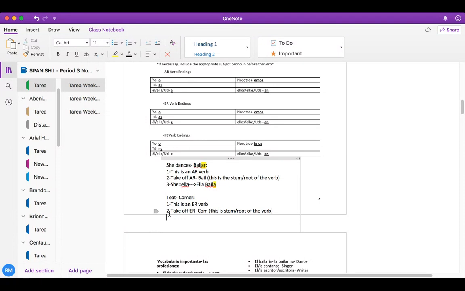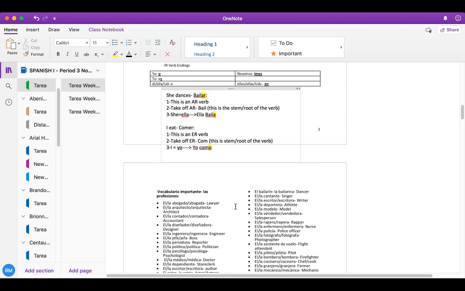Okay? And the next thing I do is I have to figure out who is doing the action. In this case, it's I. I equals yo. And the yo ending for ER verbs is O. And I add that right on to the end of my root to make yo como. Yo como, I eat.